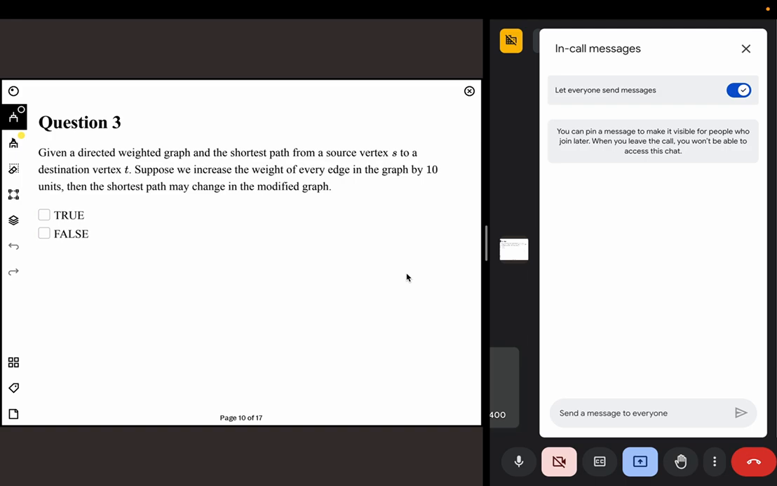Maybe you should answer this. You have a directed weighted graph, and the shortest path from a source vertex S to a destination vertex T. Suppose we increase the weight of every edge in the graph by 10 units. Then the shortest path may change in the modified graph. It's like saying you want to move from your home to your college through some bus route, and the price of all the bus routes increased by 10 rupees. So will the optimal route change?